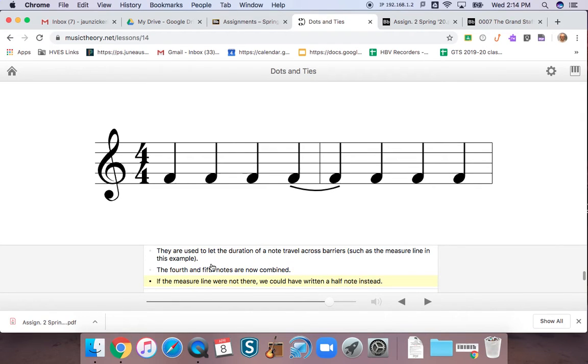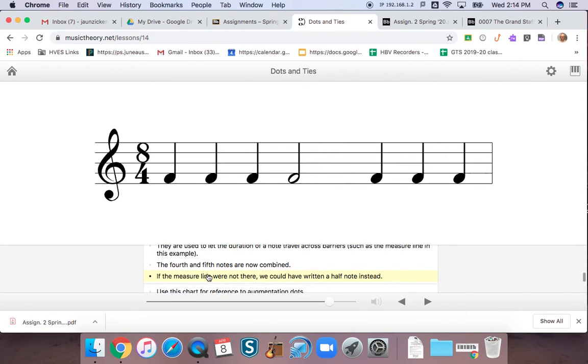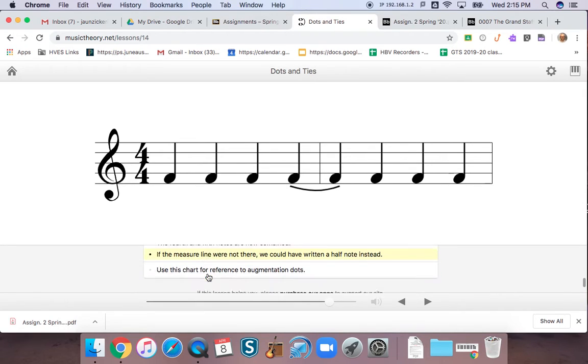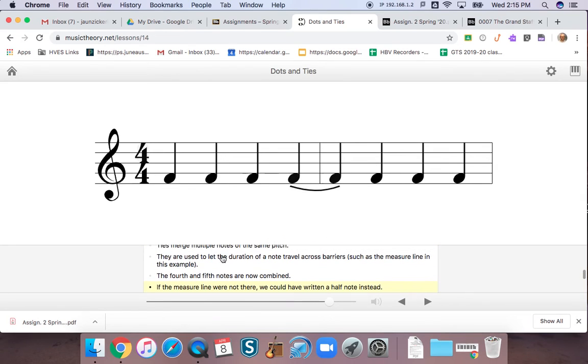Okay? So if you see that, that's what it sounds like, or that's how it would be written if there was no bar line there. It sounds exactly the same. It's just written 2 different ways. Okay, and again, you can always rewind this video if things aren't making sense.